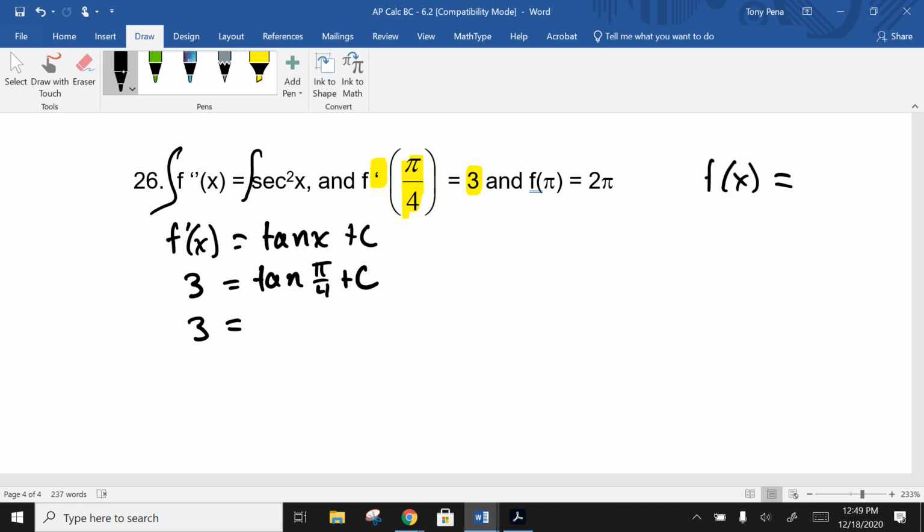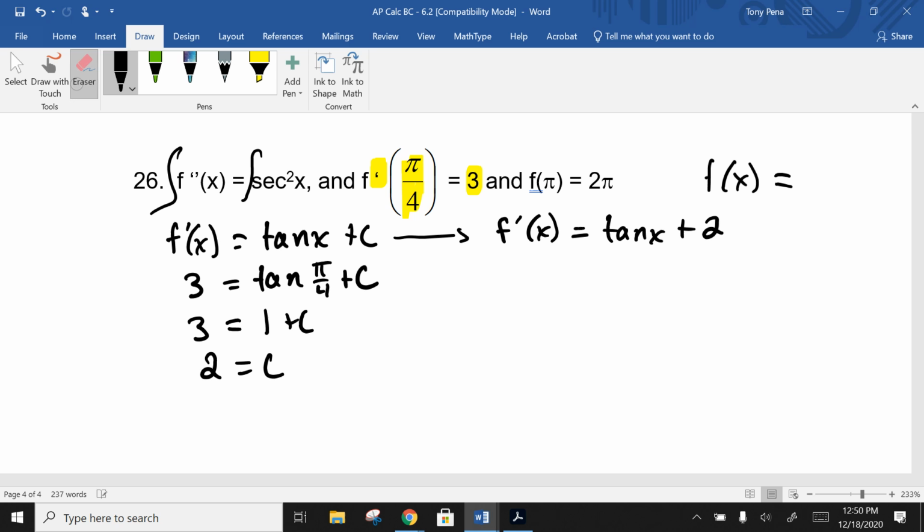We've done this once today. The tangent of pi over 4 we said was 1. So our first c ends up being a 2. That allows us to rewrite the first derivative in its entirety as the tangent of x plus 2. Then we need to do one more derivative or antiderivative to get to the original function. And here's the reason I wanted us to do this one. When I now do this antiderivative, you're going to get f of x.